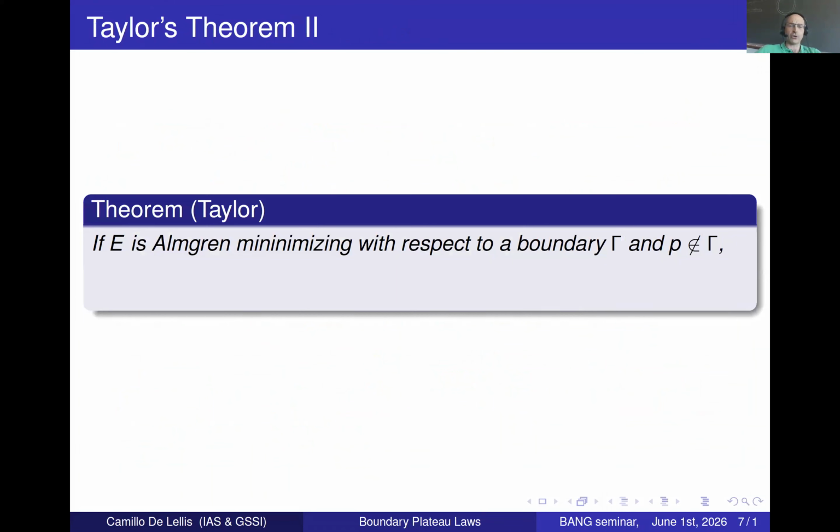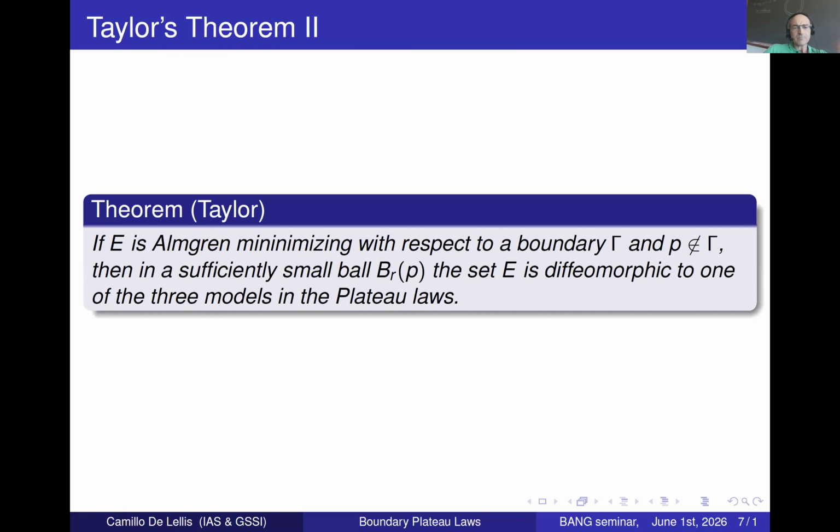Okay, so what is the theorem of Taylor? The theorem of Taylor is that if E is Almgren minimizing with respect to this boundary gamma, and you fix a point P which is not on gamma, then in a sufficiently small ball, your set E is diffeomorphic to one of the three models that we just saw of the Plateau laws.